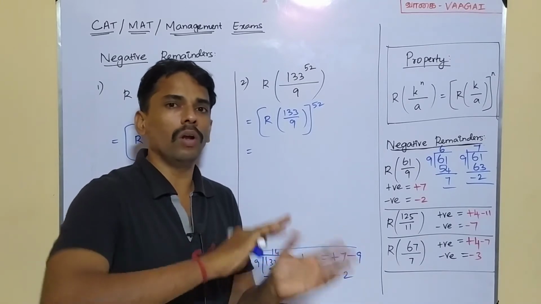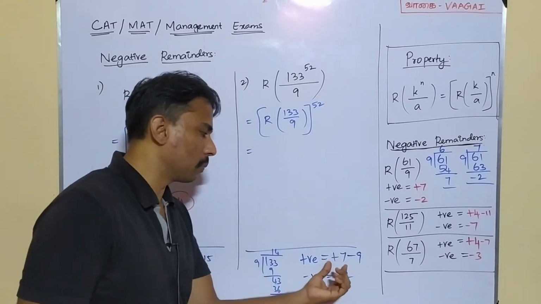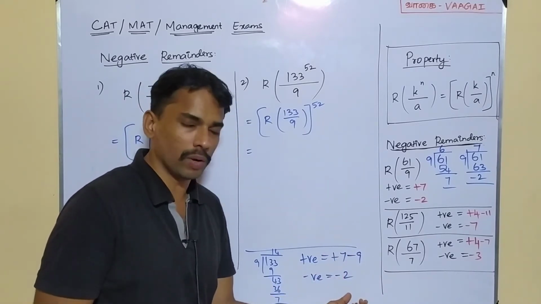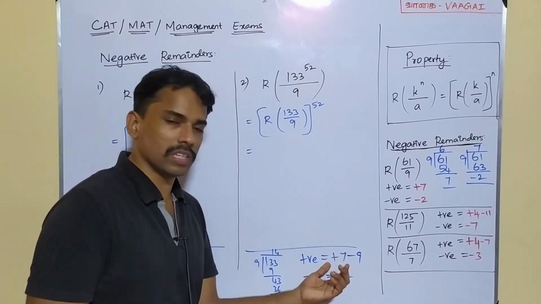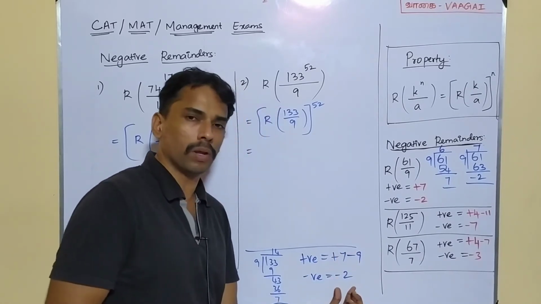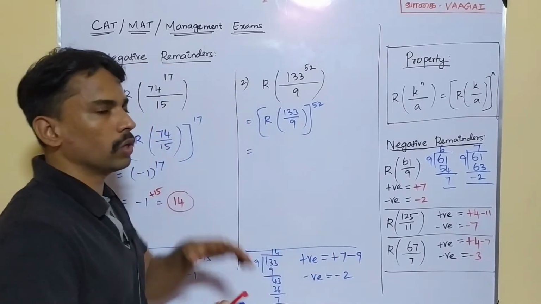So don't involve too complicated steps. Sometimes your positive remainder itself may be very simple, so don't purposely change it to a negative remainder. Here I am getting a positive remainder of plus 7. When I change it, I get a simpler number, minus 2. So that's the reason I am going to use it here.